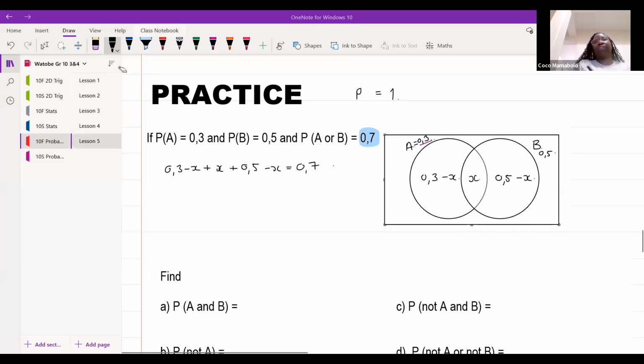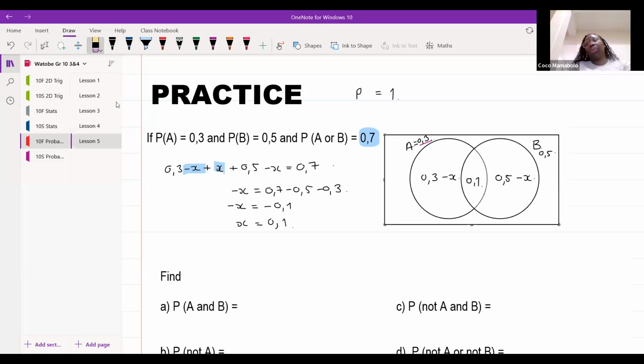Okay, solve for X. If we solve for X, I'll have negative 2X is equal to 0,7 minus 0,5 minus 0,3, right? And that's going to give me negative 2X is equal to negative 0,1. Therefore, X is equal to 0,1. And that's where we get the idea that this middle part over here must equal 0,1.